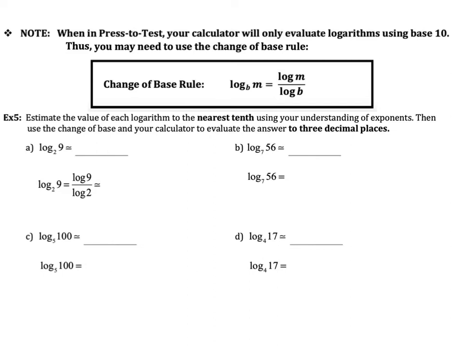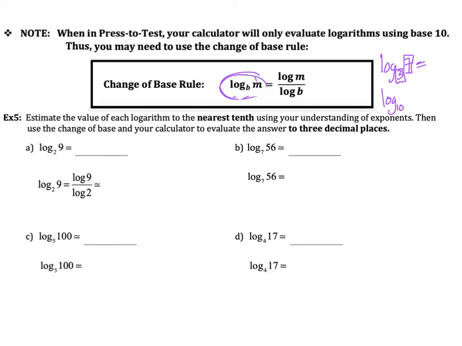The problem is this. If you're in regular mode, if you're not in Press to Test mode, and you have a TI-Nspire calculator, you can just punch this into your calculator. It allows you to put in the 3, it allows you to put in the 7, and it gives you the actual answer. But when you're in Press to Test mode, you can only work in the common log, log base 10. You may not believe me, but it's true. So if you can only work with log base 10, then you're going to need to know how to use the change of base rule if you want to solve things algebraically.